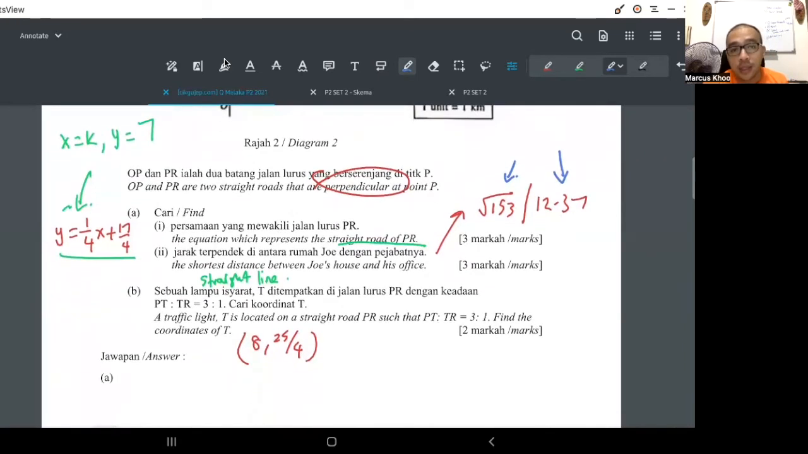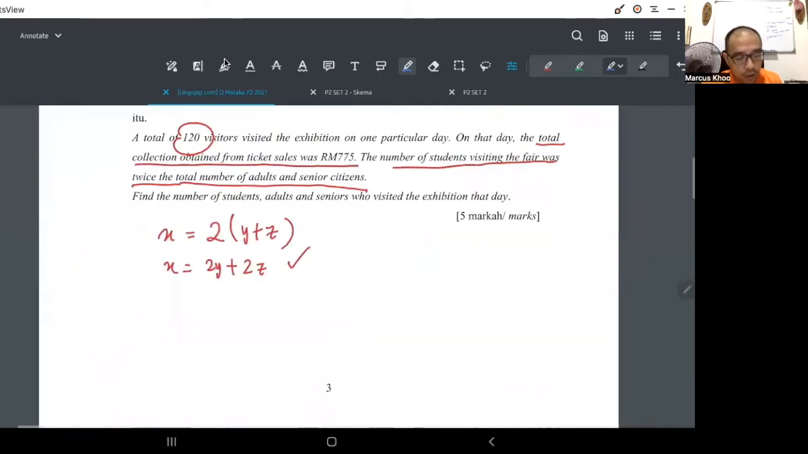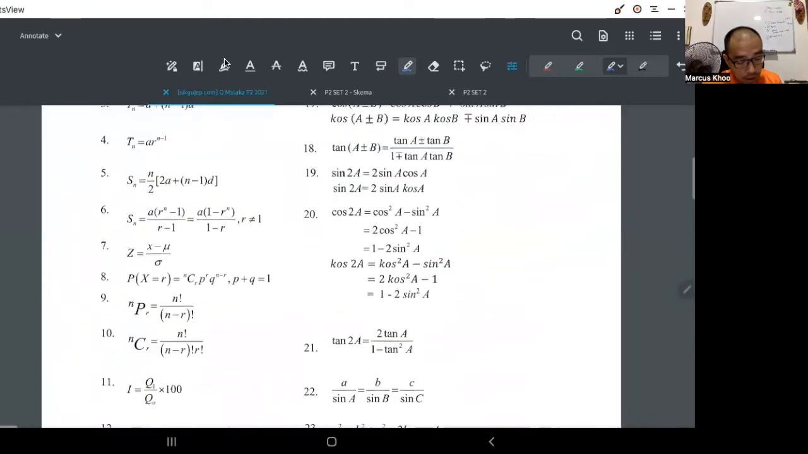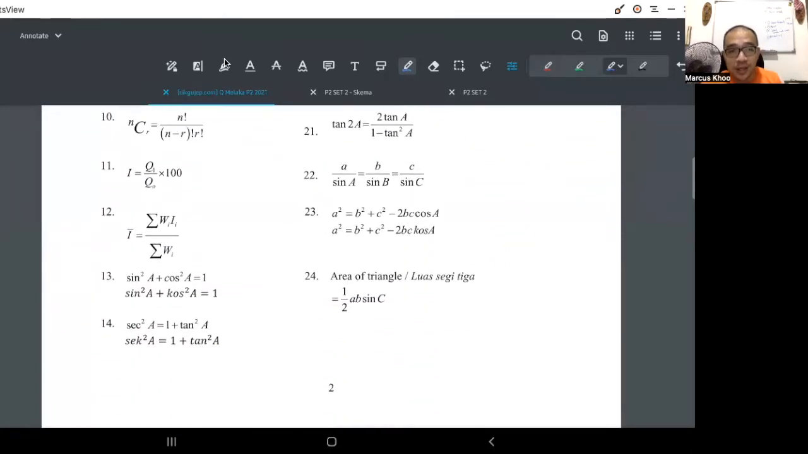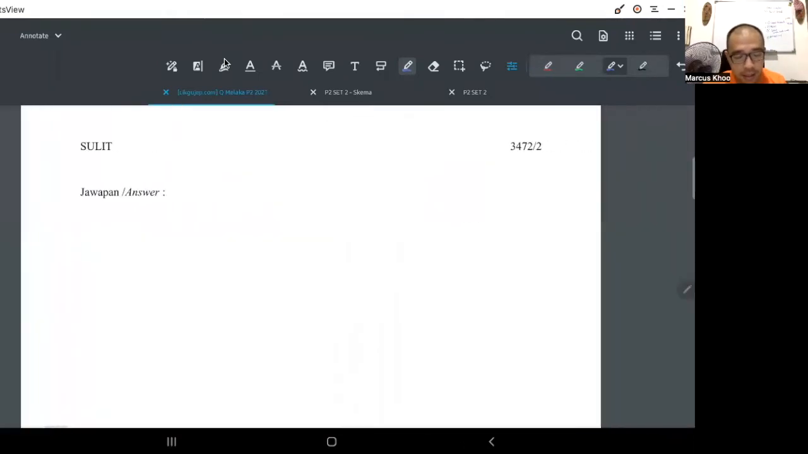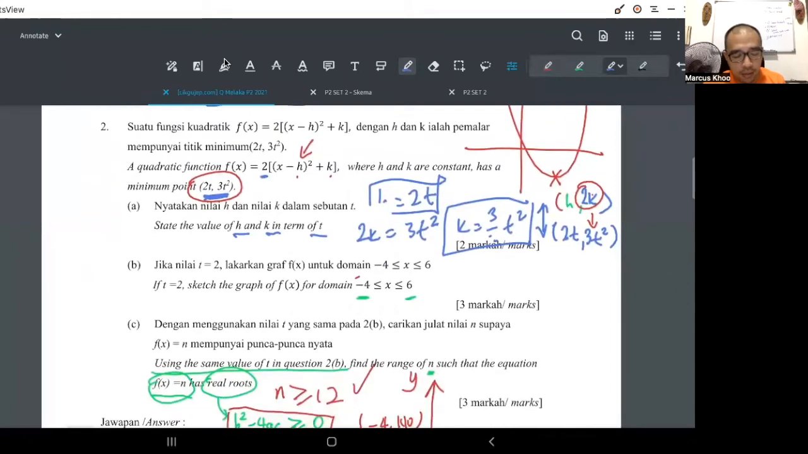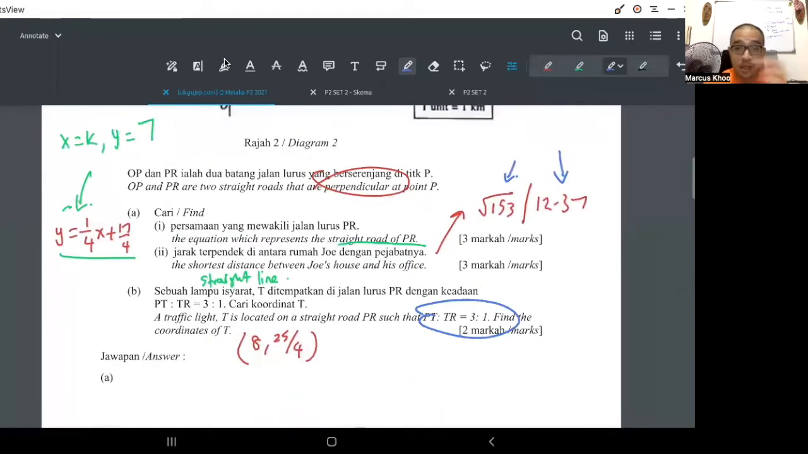Okay, traffic light T is located on the straight road PR such that PT and TR is 3 and 1. Whenever you see this in coordinate geometry, you kind of know that you're looking at this formula, which is not given here. It's the jumping formula that we studied before.